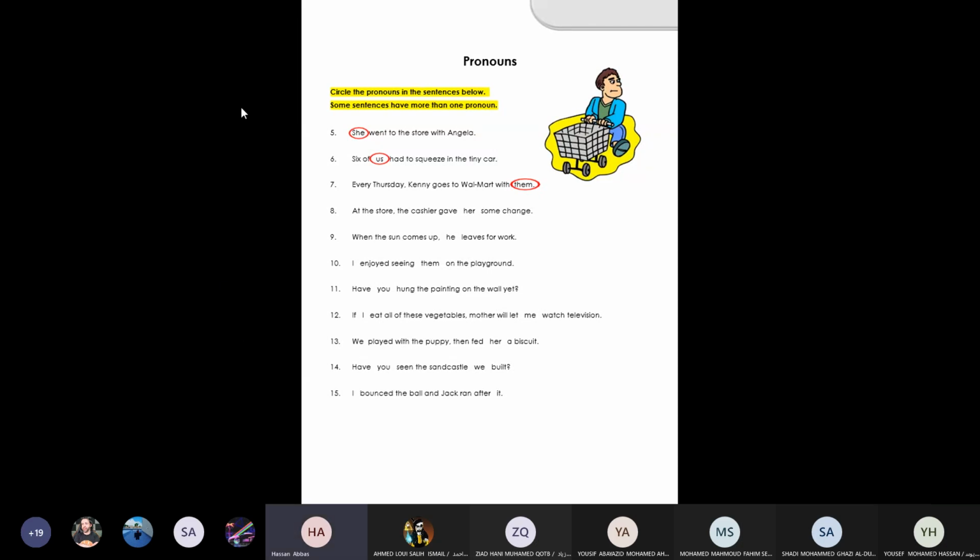Yes, miss. Sentence 8. The cashier gave her some change. It. Where is it? No, sorry.